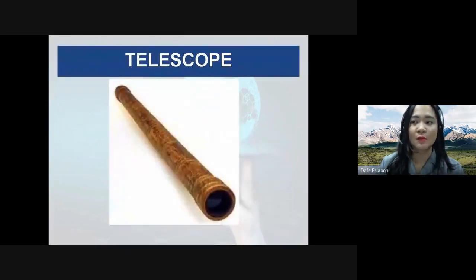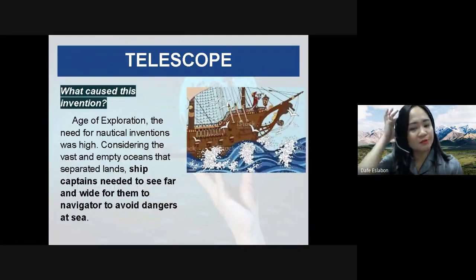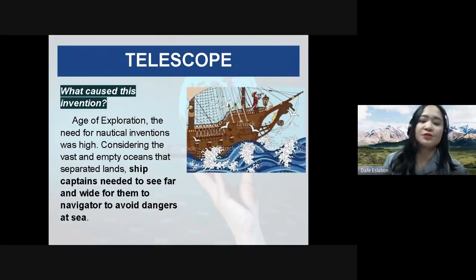Another discovery that was invented during the medieval or Middle Ages was the telescope. This was the telescope way back then during the medieval ages. And what caused this invention? During the age of exploration, the need for nautical inventions was high.